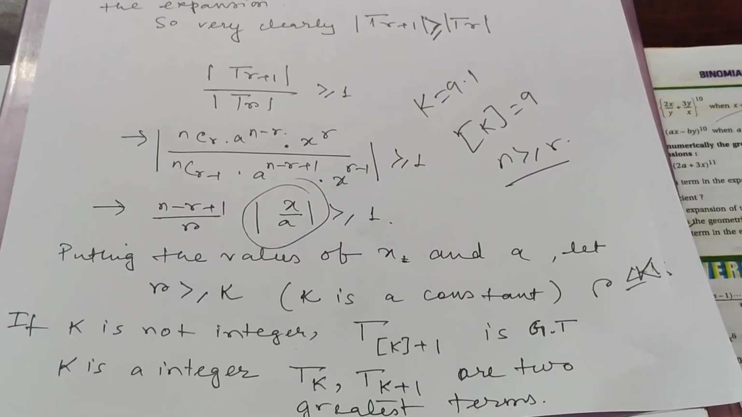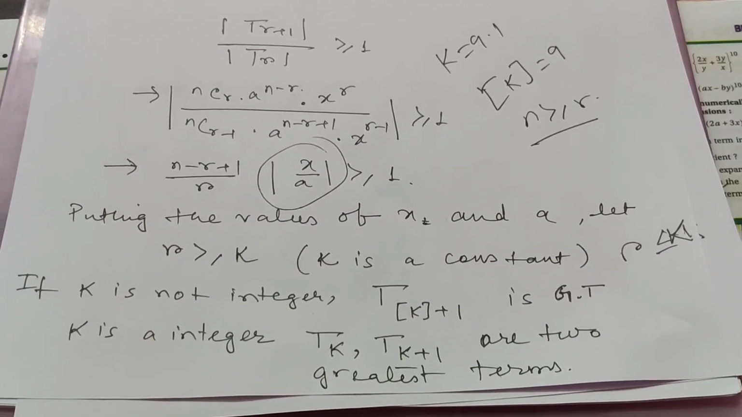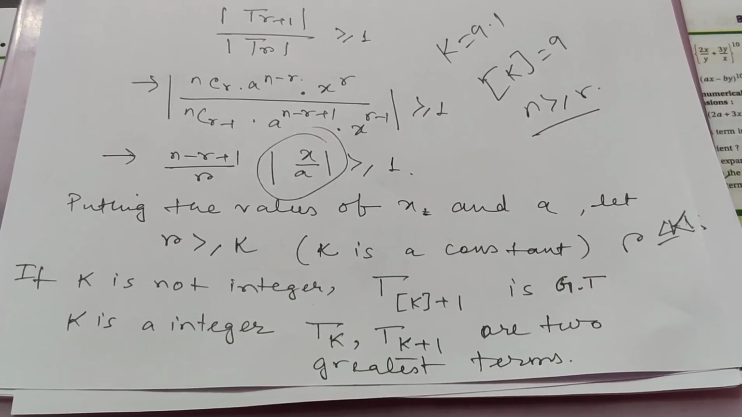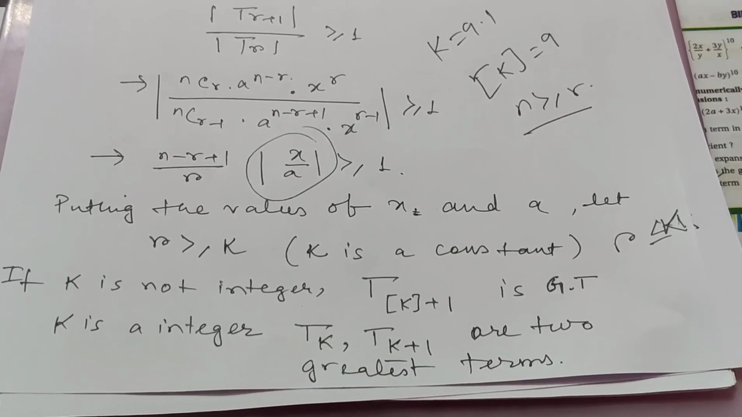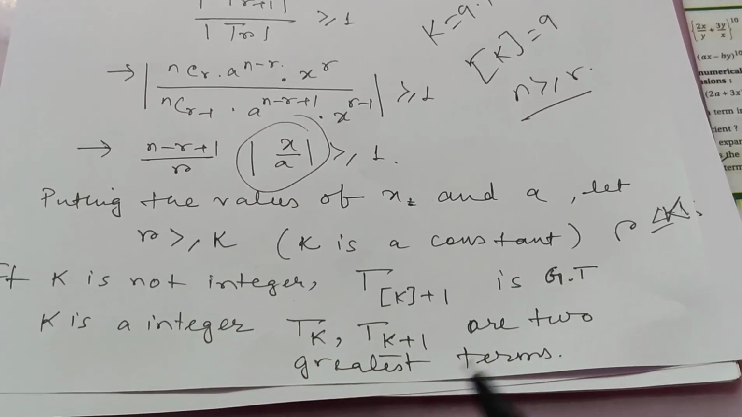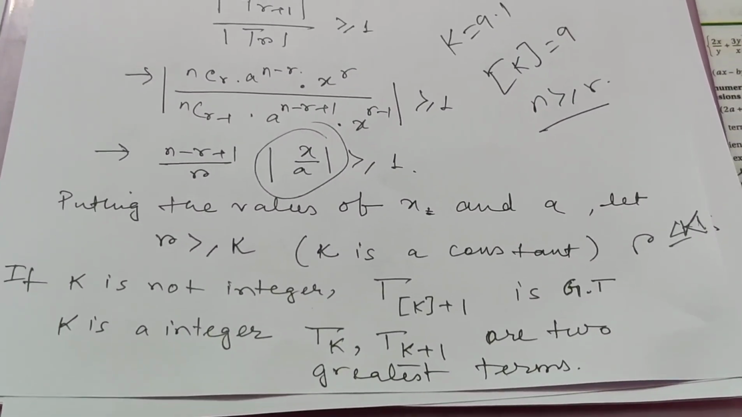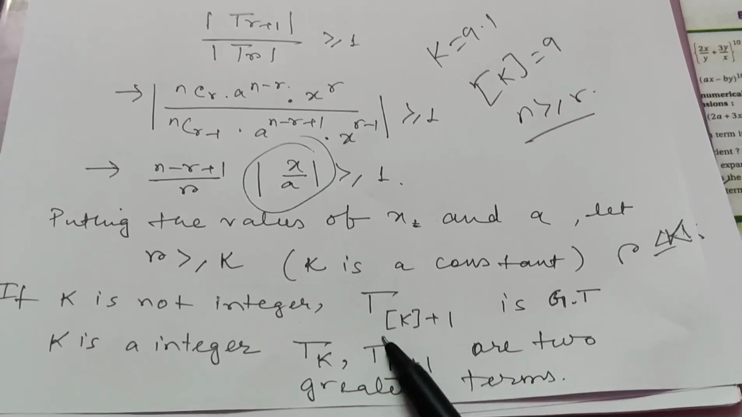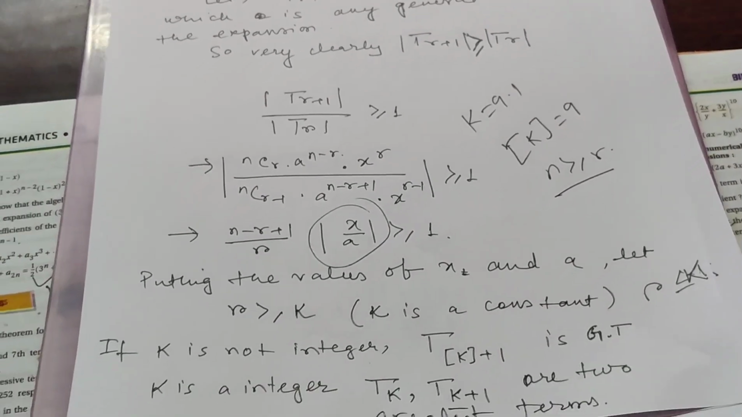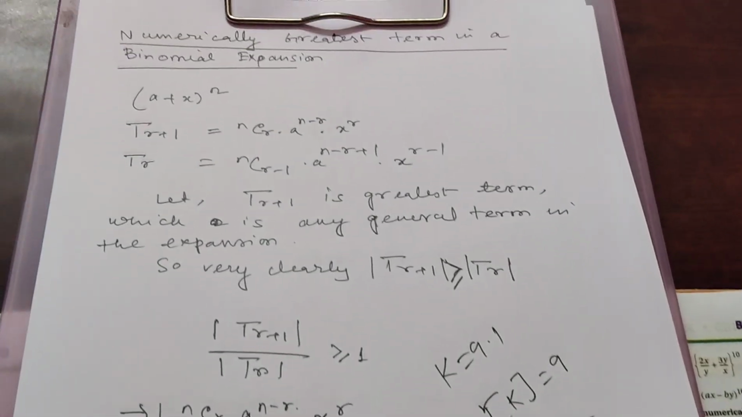Now let's take an example. So what will be the two cases? Solving for the value of r, we can get two types of values. Either it is an integer or it is a fraction. If it is an integer, then there will be two greatest terms, t(k) and t(k+1). But if it is not an integer, then there will be one greatest term, that is t(floor(k)+1), and we have to find out the term.